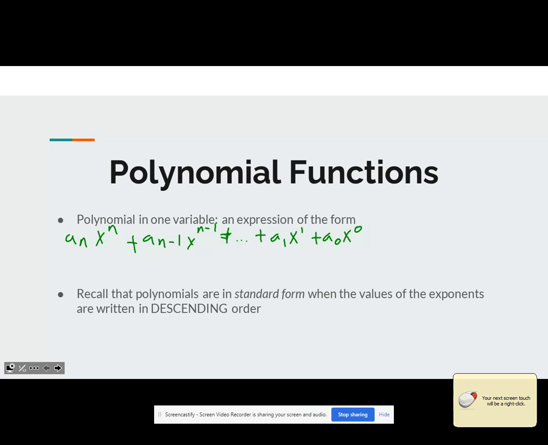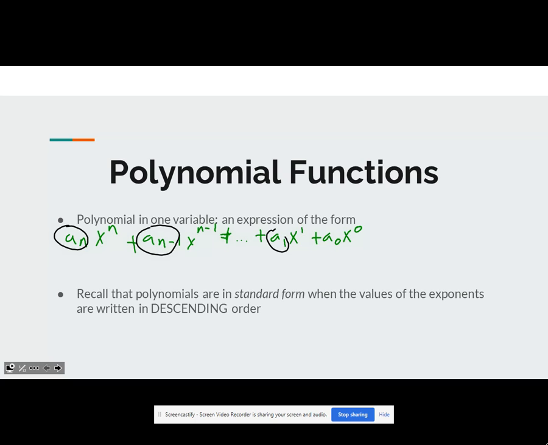These a sub n, a sub n minus 1, a1, and a0, these are all just going to be numbers. So there will be something like x squared plus 7x minus 3. Here we have a 1 out in front of the x squared, and so this would be what these a sub n's are representing. They're just numbers. This is just the scientific definition of what a polynomial function is.